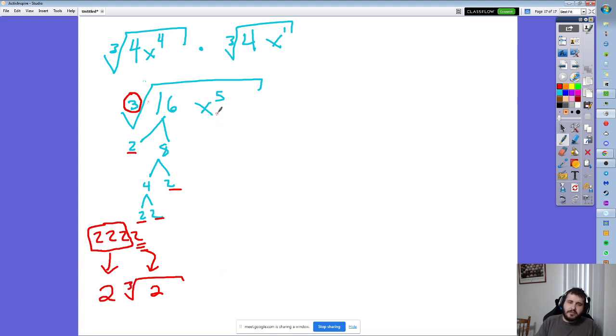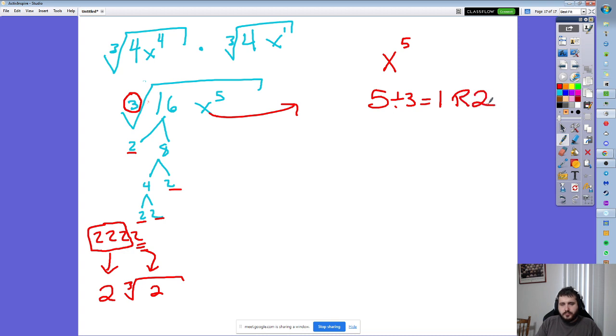Let's do the same thing with this x to the 5th. I have to divide by 3. And that gives us 1, remainder 2. So once again, look what I get. I get 1 on the outside, and on the inside of the cube root, I have 2 left.